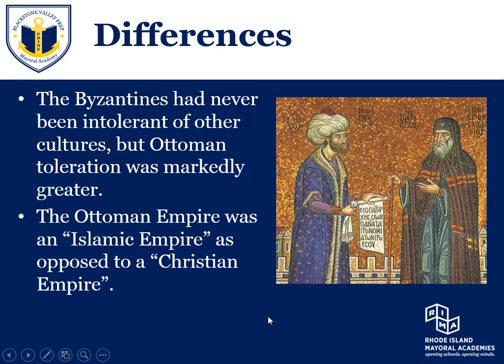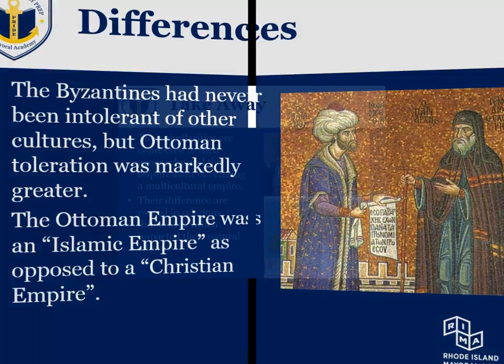The differences are that the Byzantines had never been intolerant. Intolerant is not the right word to use for the Byzantines, but Ottoman toleration was markedly greater. You don't see a whole lot of blending of religious traditions and religious cultures with the Byzantines. They were very much Christians who, if you weren't Orthodox Christian, that was okay, but we're Christians. The Ottoman Empire was an Islamic empire. The rulers were Muslims, and they did put that forward, but they did not push back against Christianity quite so much. They embraced that difference. It was a part of their empire. Being an empire means that you need to be tolerant.